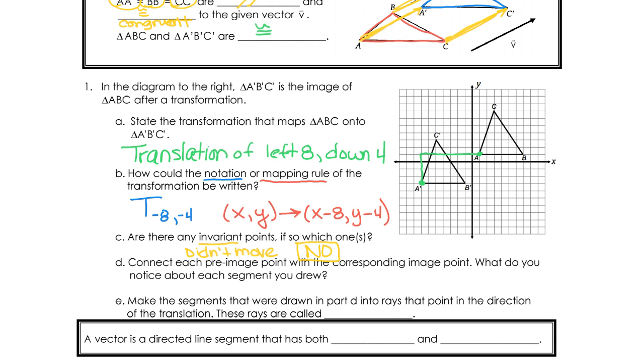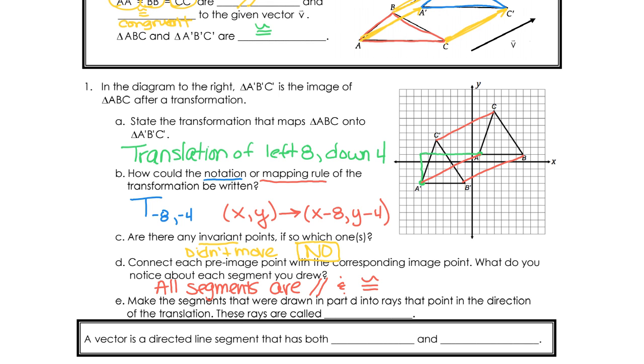Part D says connect each pre-image point with the corresponding image point. So we're going to go ahead and say, if I connect A to A prime, B to B prime, and C to C prime. Okay, so part D said connect each pre-image point with the corresponding image point. So we just did that. And it says, what do you know about each segment you drew? Okay, all segments are two things. They're all parallel to each other, and they're all the same length, so they're congruent as well.